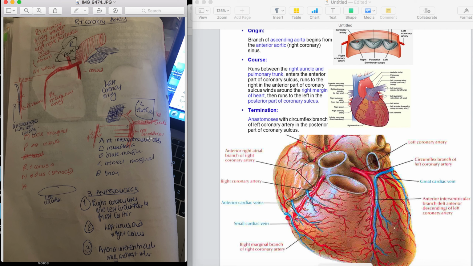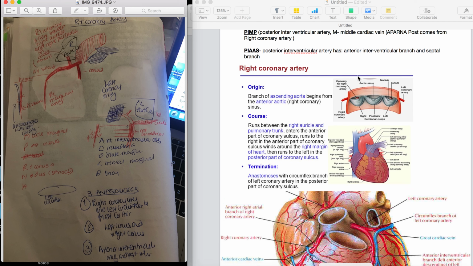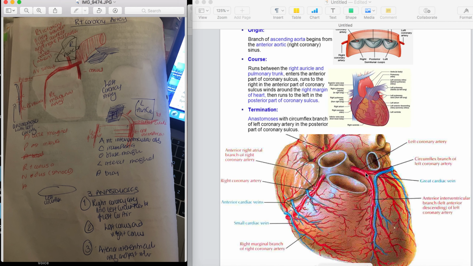Now, in terms of the left coronary artery, you have on the left the mnemonic ACOLA: anterior interventricular artery, circumflex artery, obtuse marginal artery, lateral marginal artery, and atrial. And this also comes from between the pulmonary trunk and the auricle, and it has the anterior interventricular artery.